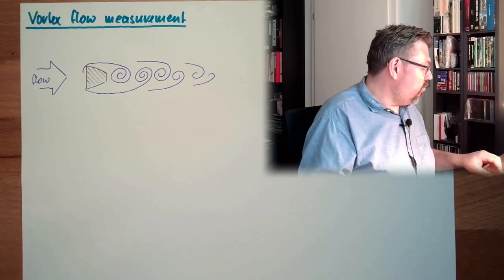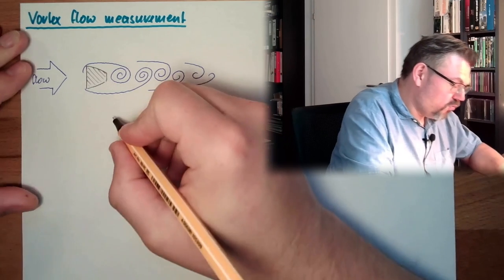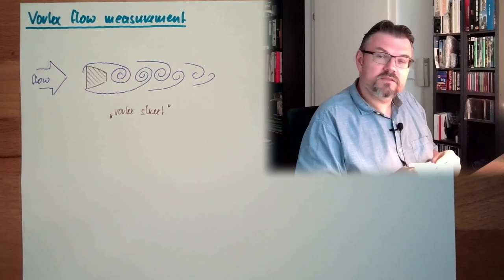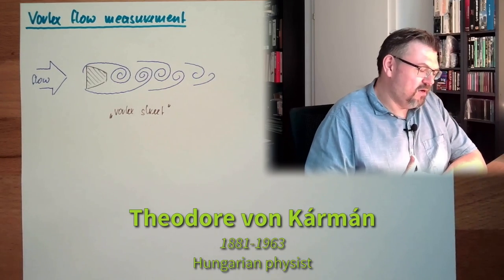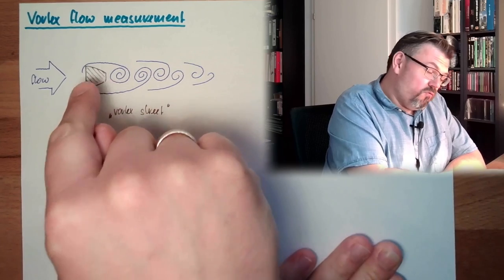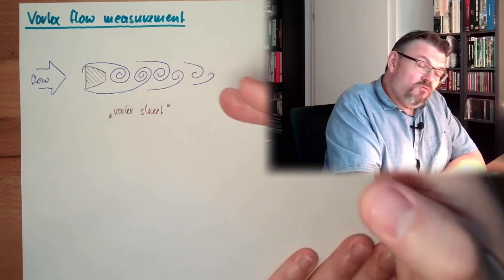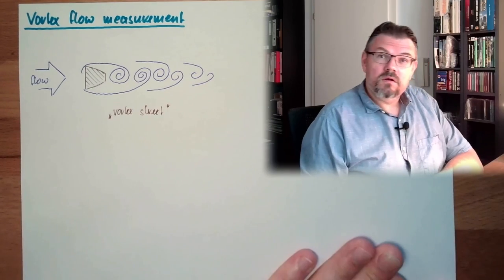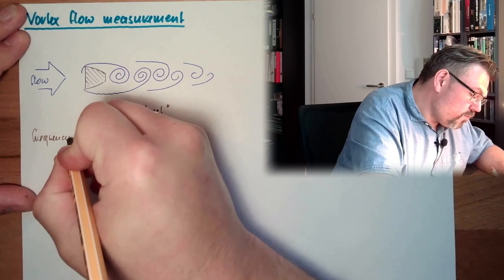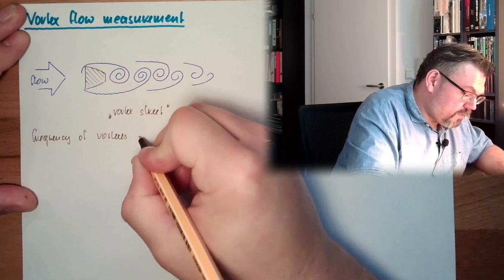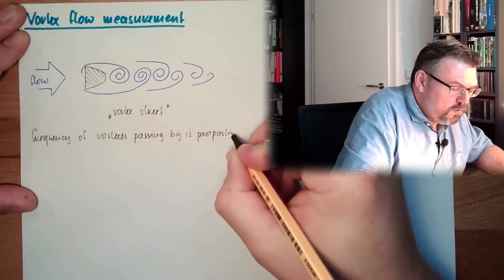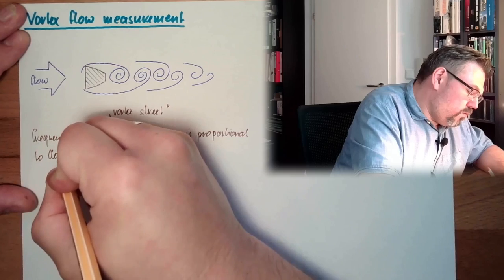This is called a vortex street. Okay? It's called vortex street. Vortex chain, vortex street. It's from a Hungarian physicist. He described it mathematically, Karman, and if the body has a certain form, then this frequency of the vortexes is proportional to the flow. Okay, so the frequency of vortexes passing by is proportional to flow.